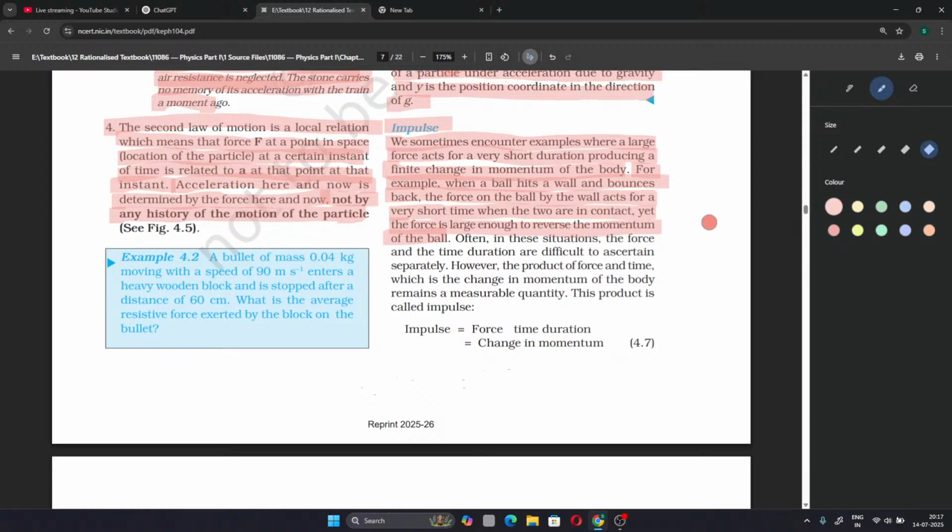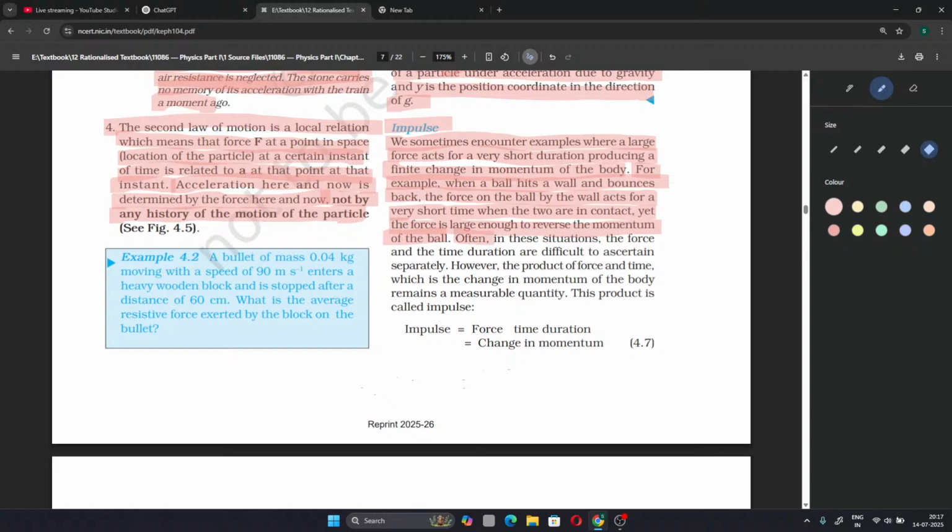For example, when a ball hits a wall and bounces back, the force on the ball by the wall acts for a very short time when the two are in contact, yet the force is large enough to reverse the momentum of the ball.